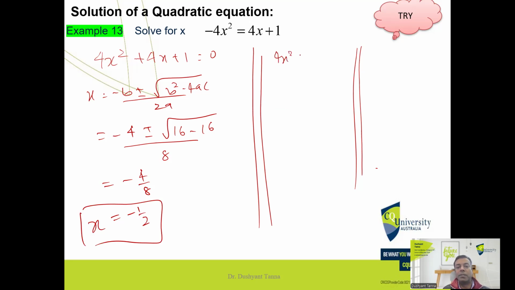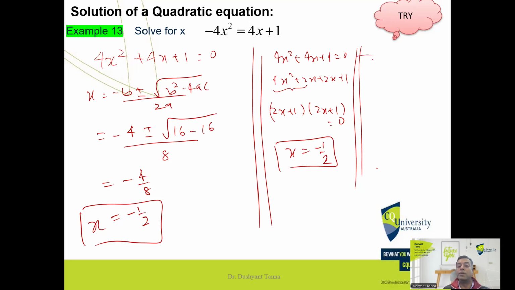Another method: 4x squared plus 4x plus 1 is 0. The AC method, if you call it, splitting the 4, and that is 2 and 2. That will give you 2x plus 1, 2x plus 1, and that will give you x is equal to minus half. Or had you realized this is 2x plus 1 squared, then you get x equal to minus half. So three methods, right?